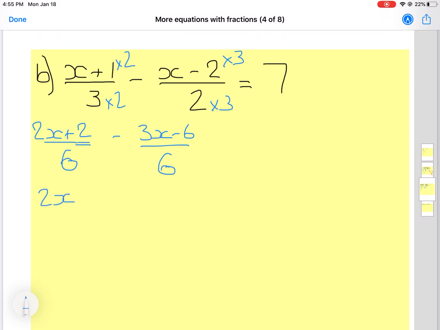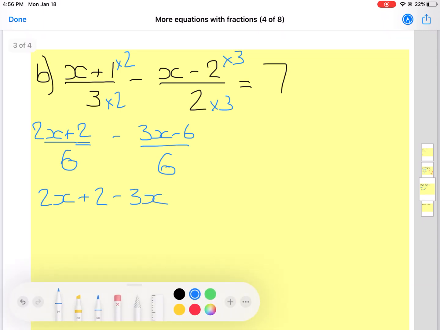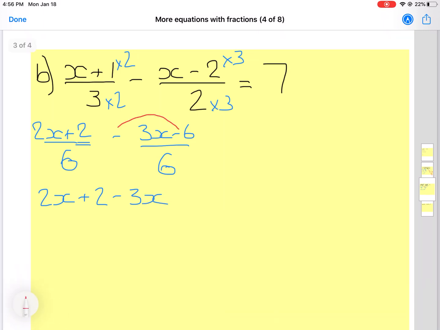Combine those two together, so it's 2x plus 2, take away 3x, and then this negative sign also needs to be applied to the minus 6 as well. So that will turn into plus 6, and that's all over 6. So when we combine these fractions together, then we end up with negative x, 2 plus 6 is plus 8, and that is over 6.